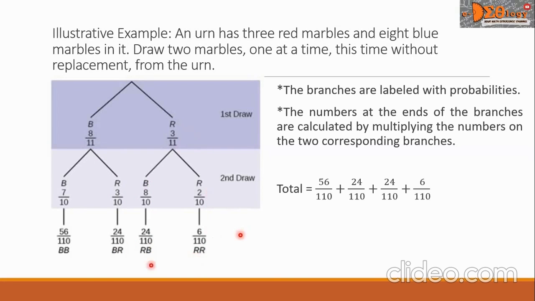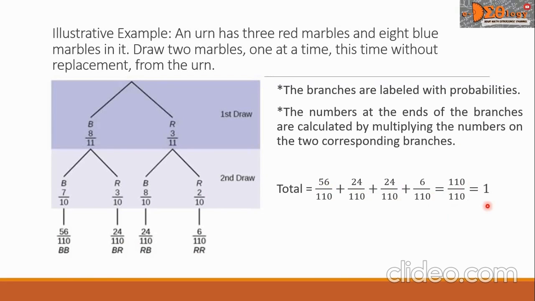When we take the total of the probabilities down here, we will have this 56 over 110 plus 24 over 110 plus 24 over 110 plus 6 over 110. We can see that we have like fractions and the common denominator is 110. So we can simply add the numerators, and this is equal to 110 over 110, and that is equal to 1.